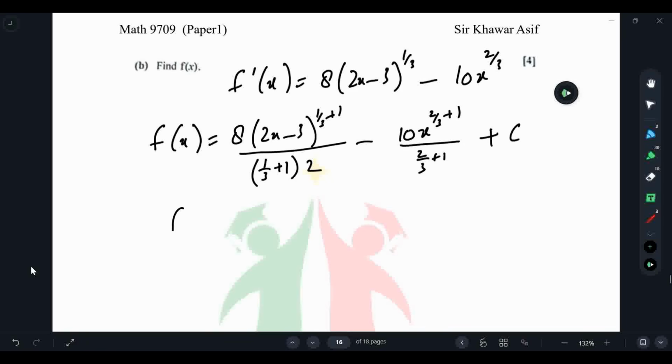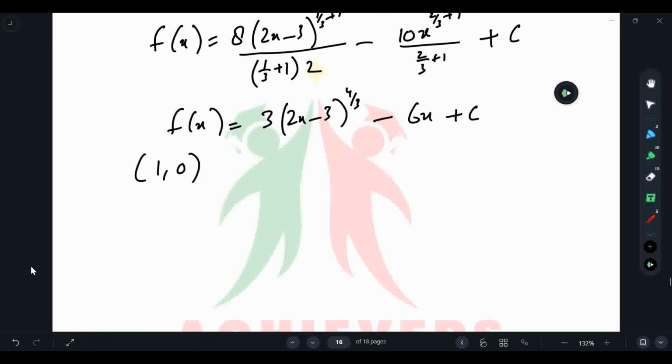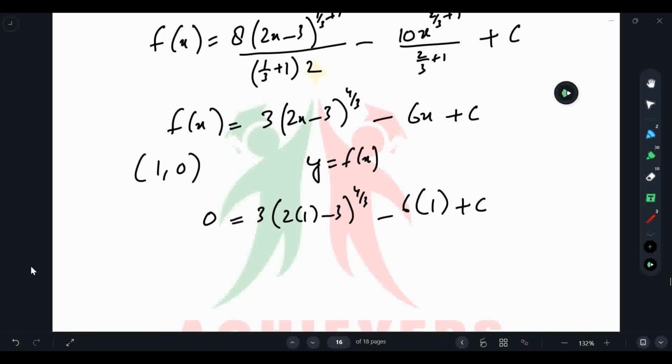So f of x will be equals to, if we rearrange it, 3 into 2x minus 3 whole power 4 by 3 minus 6x plus c. Now the initial condition was 1 and 0. So we can use this because we know that y is equals to f of x. So y is 0 is equals to 3 into 2 into 1 minus 3 whole power 4 by 3 minus 6 into 1 plus c. So from here, if we simplify it, c will be equals to 3.